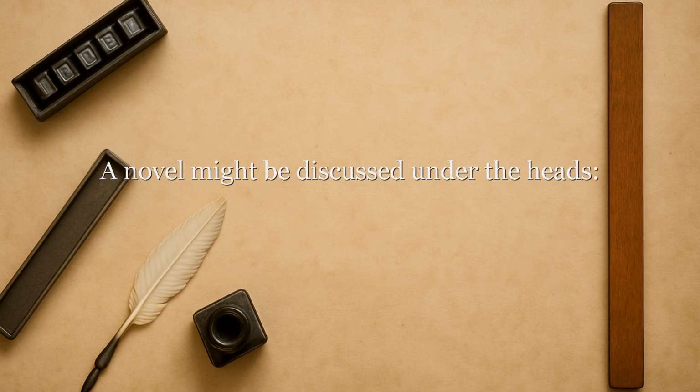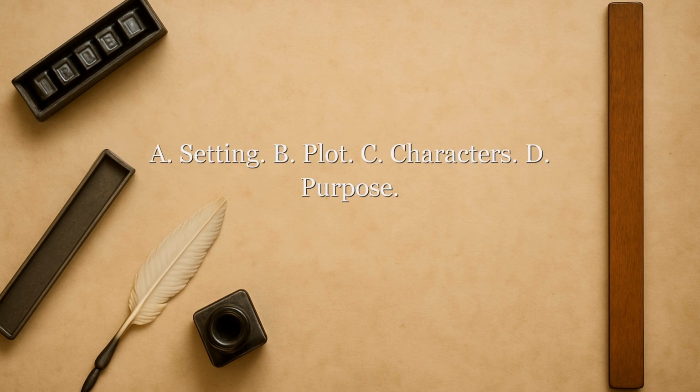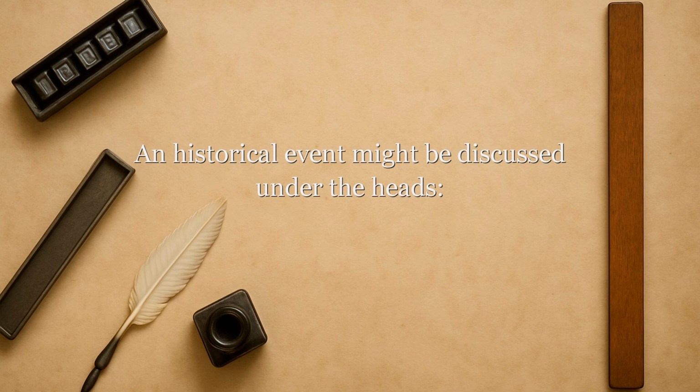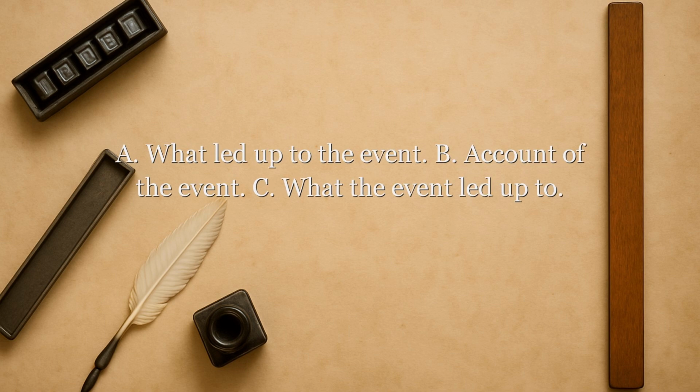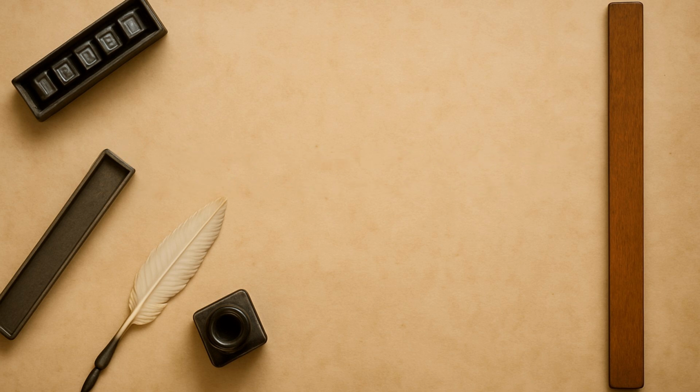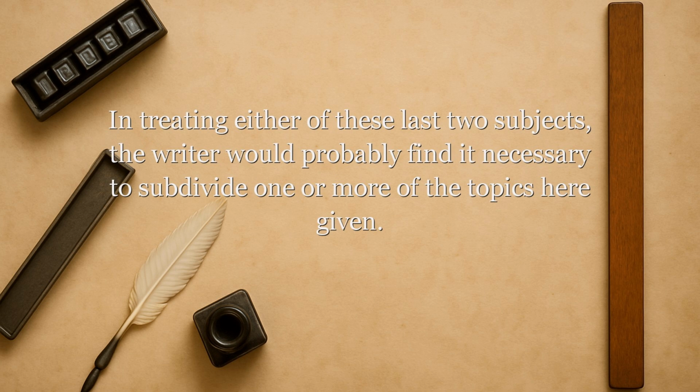A novel might be discussed under the heads: A. Setting, B. Plot, C. Characters, D. Purpose. An historical event might be discussed under the heads: A. What led up to the event, B. Account of the event, C. What the event led up to. In treating either of these last two subjects, the writer would probably find it necessary to subdivide one or more of the topics here given.